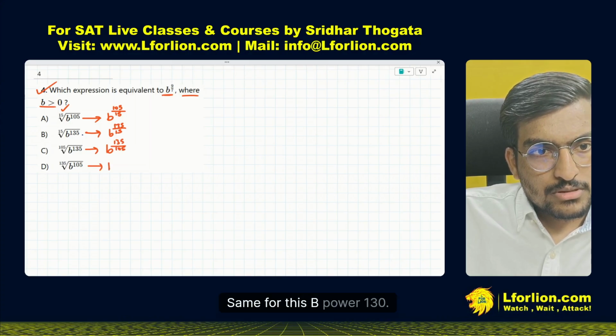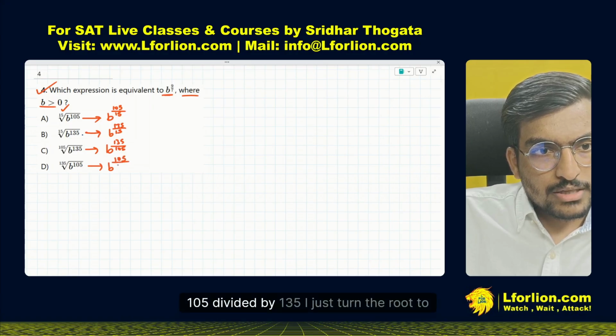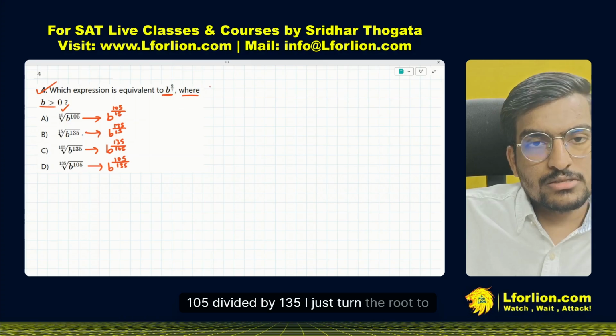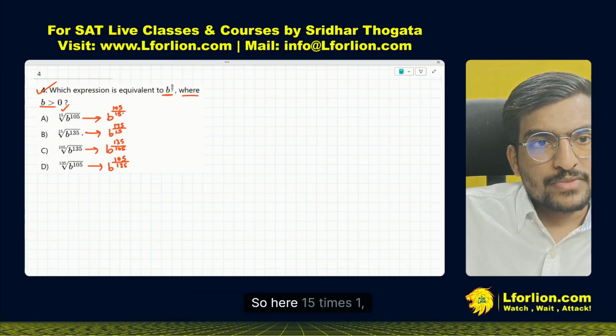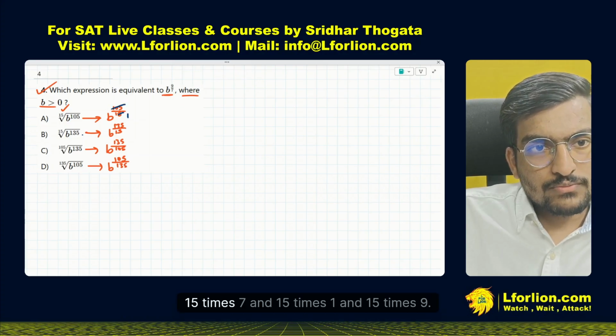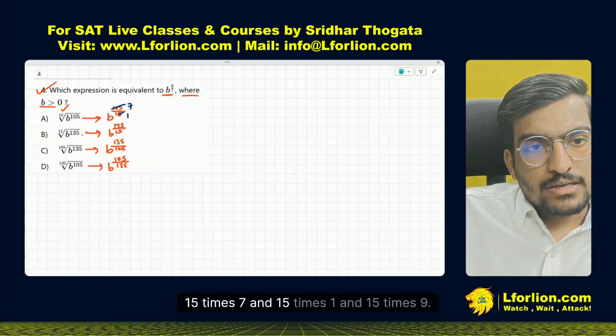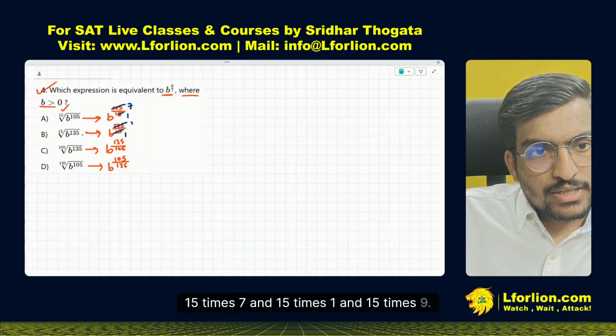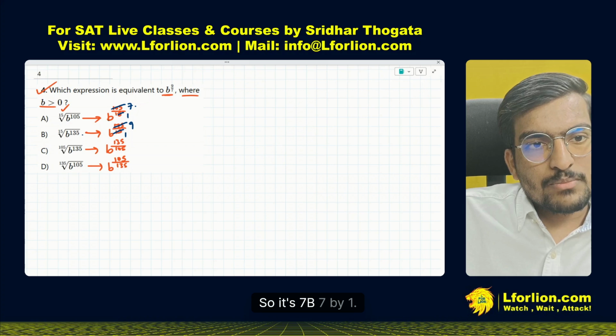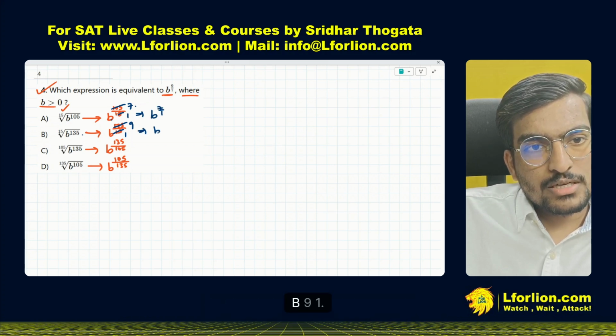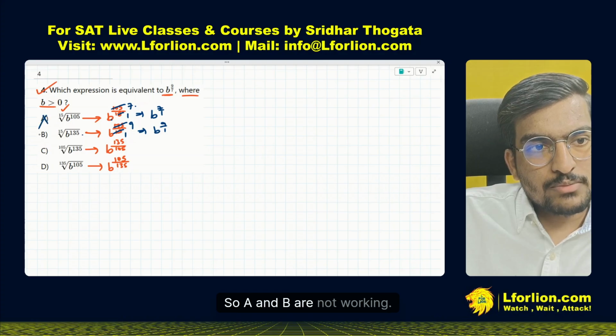The same for this, b power 105 divided by 135. I just turn the root into an exponent. So here 15 times 1, 15 times 7, and 15 times 1 and 15 times 9. So it's b power 7 by 1. So obviously option A is incorrect. Option B gives b power 9 by 1. So A and B are not working.